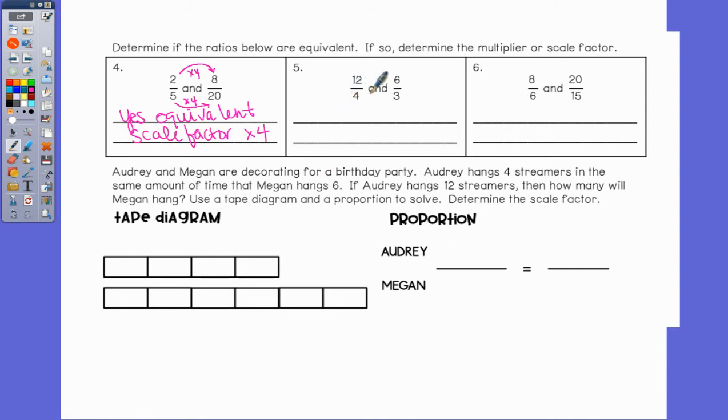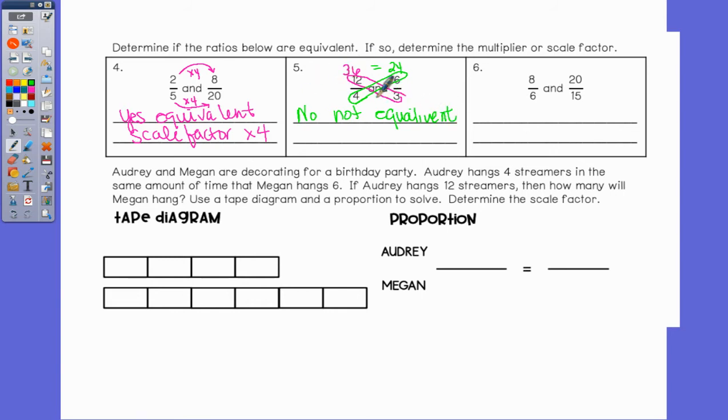Okay, how about this one? I can't easily, what do I do to 3 to get to 4? But there is another way I could do this. I could go like this: 3 times 4 is 36. And I can go like this: 4 times 6 is 24. Are these 2 numbers equal? No, not equivalent.